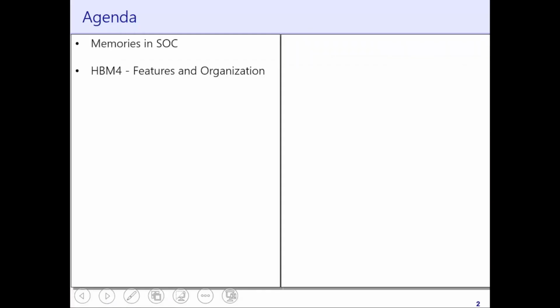Initially, we would start with understanding some basics of memories in the SoCs. Like we would start with understanding what is DDR and what is the significance, and what is the storage memory, and how system memory differs from the storage memory. Then we'll understand the HBM4, the features and the organization. I mean, how the HBM4 memory is organized in terms of high stack.